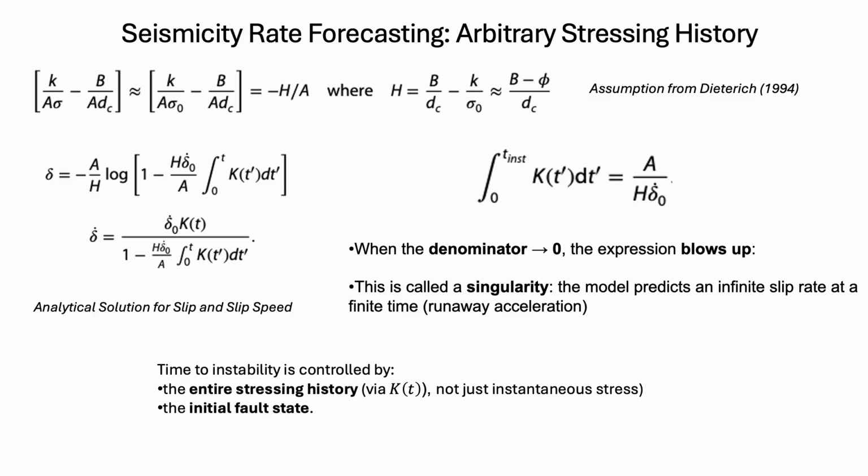Using this, we reformulate and solve for slip rate, as given by these two equations on the left. The slip rate now is equal to the reference slip rate times the stress kernel K(t), divided by 1 minus H times the reference slip rate divided by A times the stress kernel integrated over time. Over here, we see how the time to instability is being used.